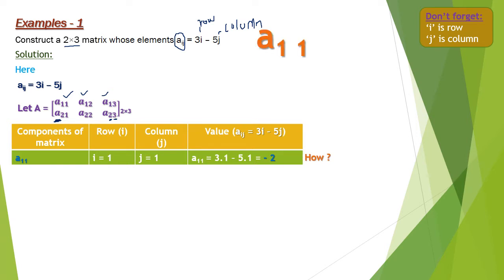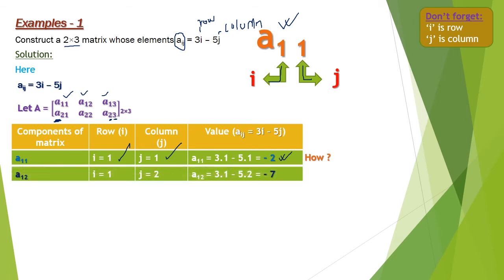If we pick our entry as A11, you can see these two 1s represent different things. That's i and that's j. So the first one is the value of i and the second one is the value of j, isn't it? So the value of i is 1 and the value of j is 1. If we replace i and j by 1 and 1 in 3i minus 5j, we get the answer minus 2. In the same way, we can write A12 also. In A12, this 1 is i and this 2 is j.